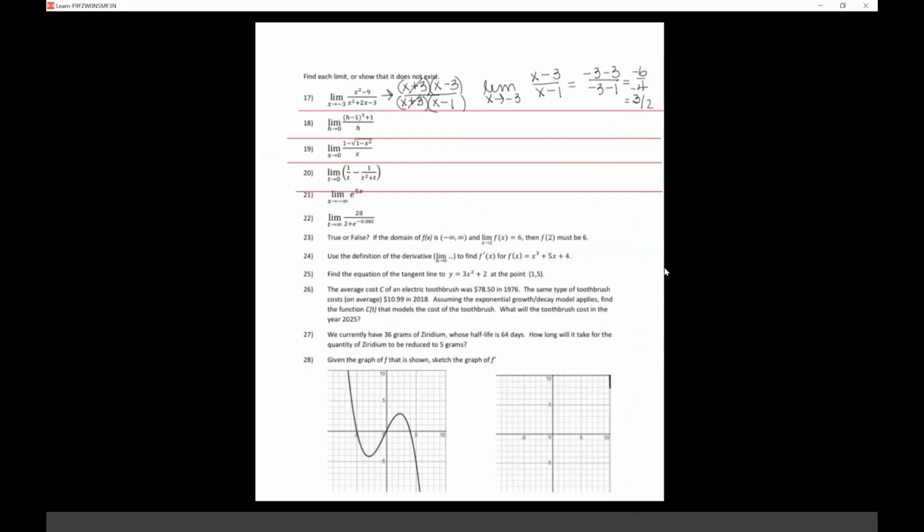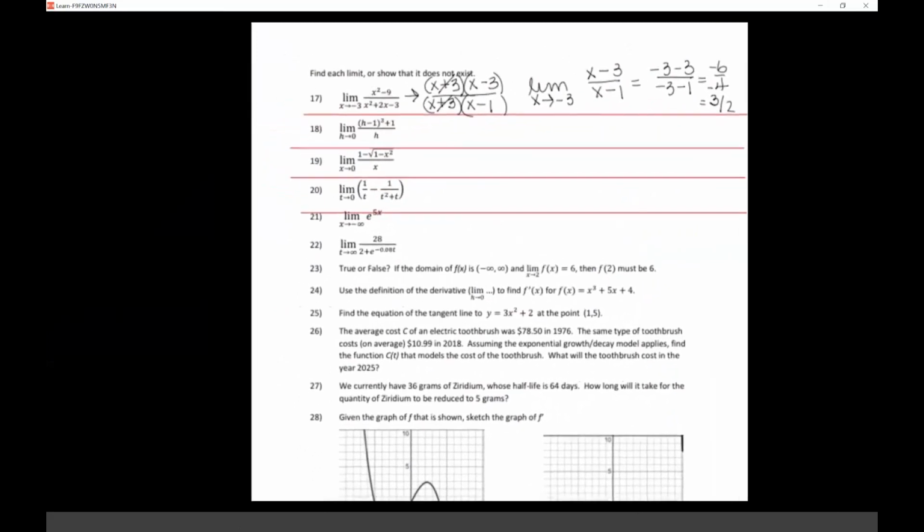All righty, so basically, here's one strategy with a rational function. The strategy with a rational function is factor it, and see what you can divide out. Okay, so that's a rational function strategy. What do you think about number 18? How would you do 18?